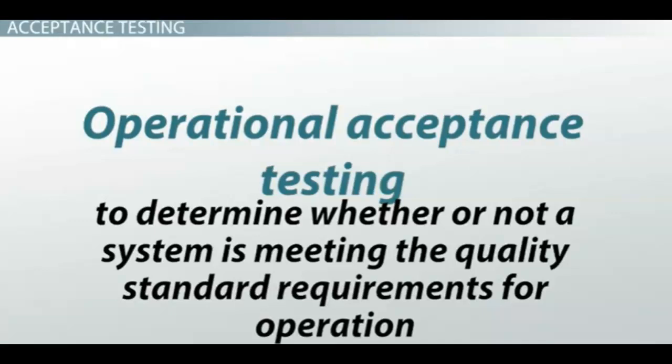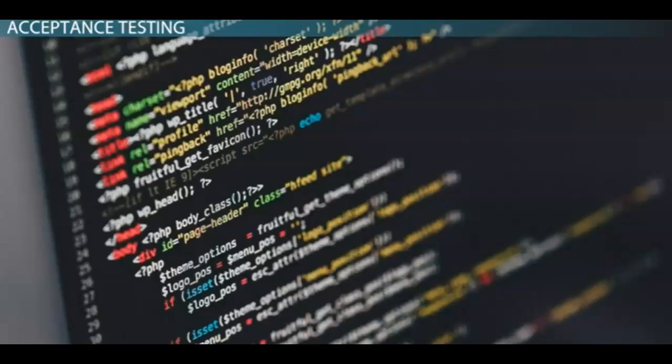Operational acceptance testing, on the other hand, is used to determine whether or not a system is meeting the quality standard requirements for operation. For your IT company, this would be used to make sure that the software used by your client is up to standard.